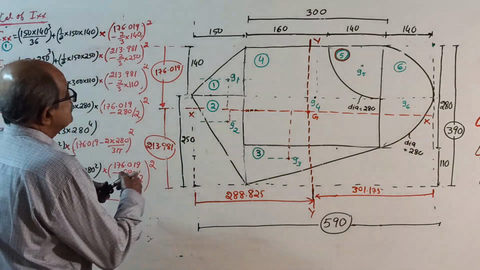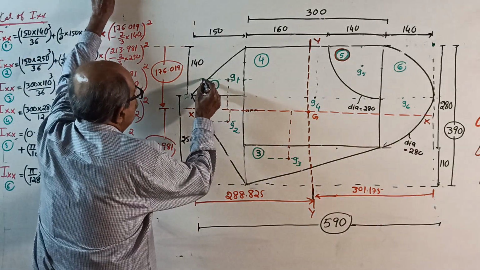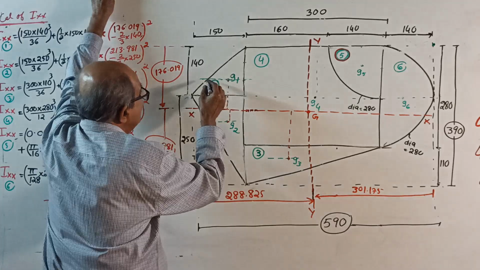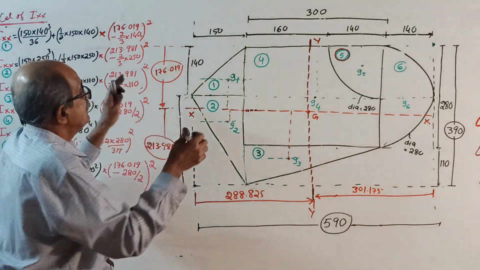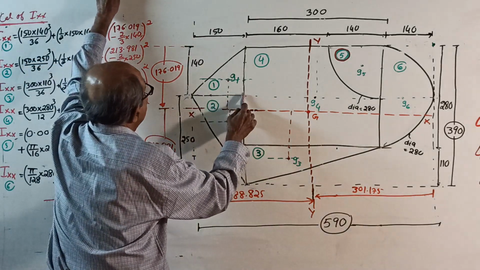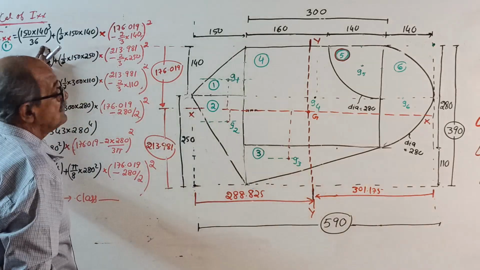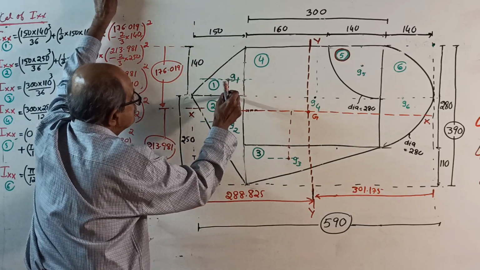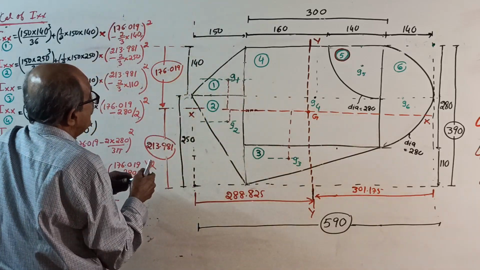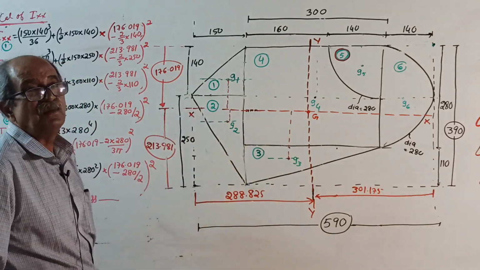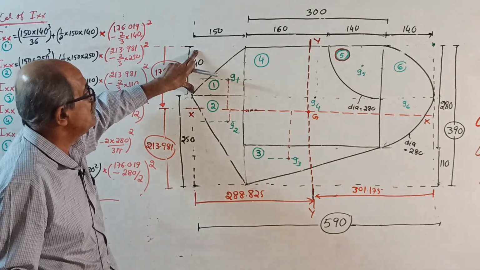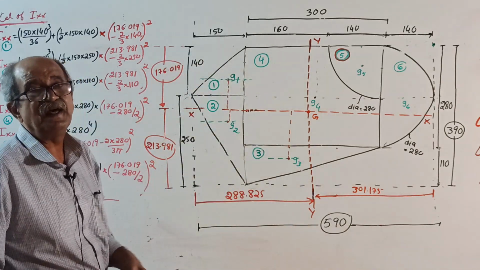Start. First one, see, I about its own axis, parallel to x-axis. I won't tell all this again. This is told thousands of times. 150 into 140 cube by 36, plus area into, see, this distance square. Actually, I just now wrote it. By mistake, I took this as into 140. I think I took 150 and some wrong distance I wrote.